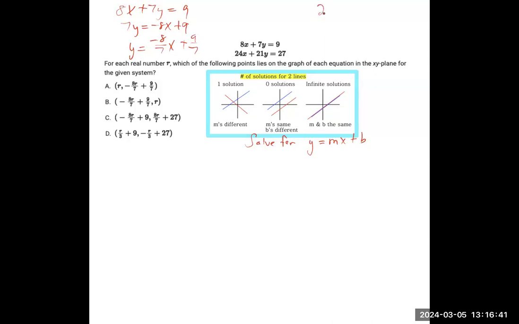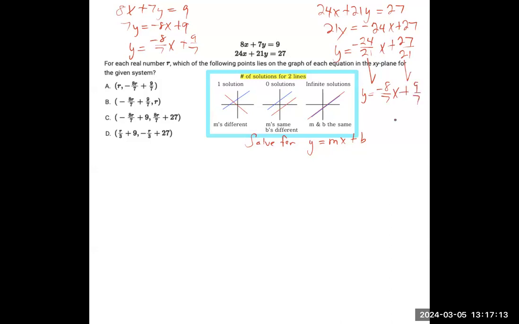Doing it for the bottom one, 24x plus 21y is 27. Take away 24x from both sides. Divide by 21. Now, if you divide this by 3, you'll get y is negative 8 over 7x. And if you divide this by 3, you'll get 9 over 7.